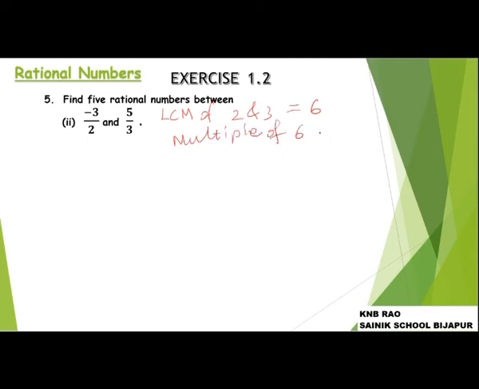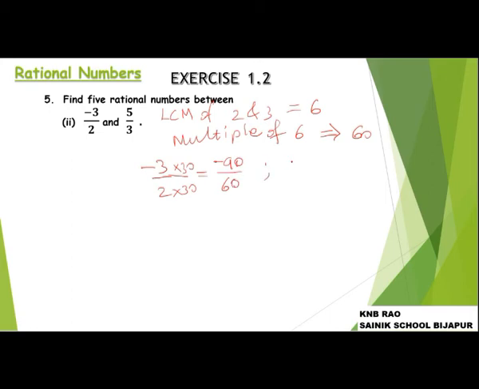So consider a multiple of that 6, such as 60 or 30. You can write -3 by 2 with the denominator 60. 2 in 60 goes 30 times, so both numerator and denominator are multiplied by 30. So -3 by 2 becomes -90 by 60.